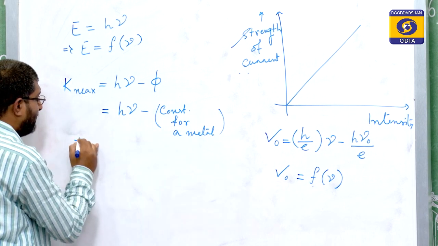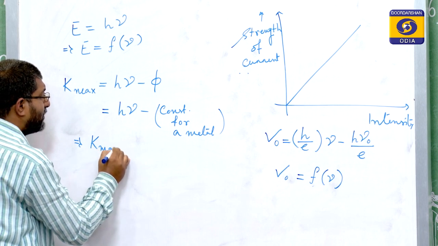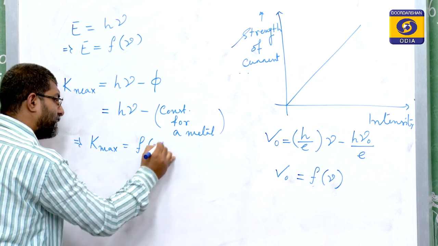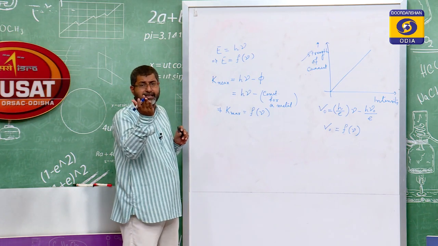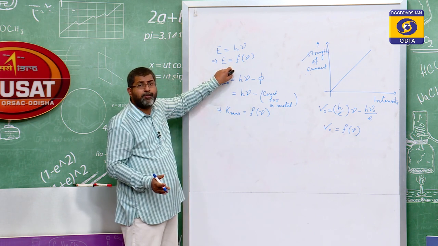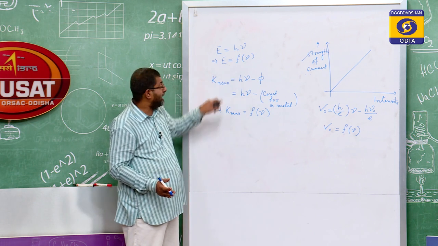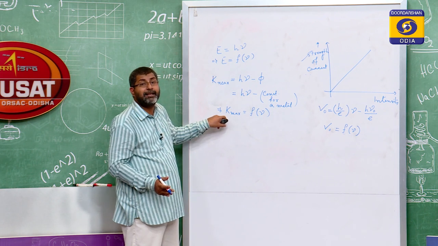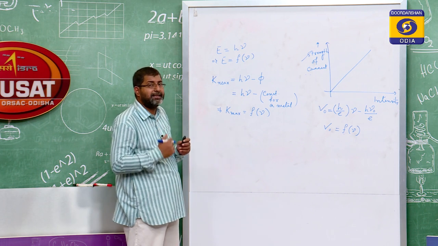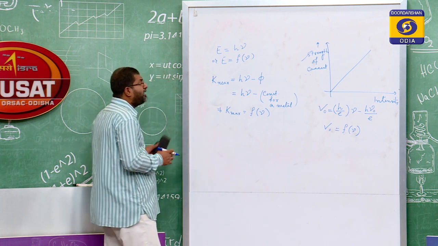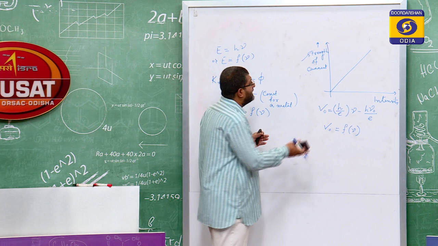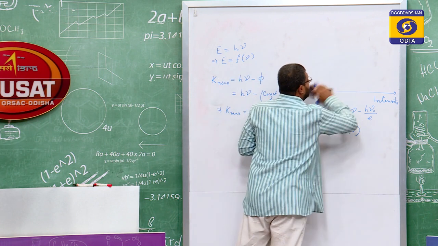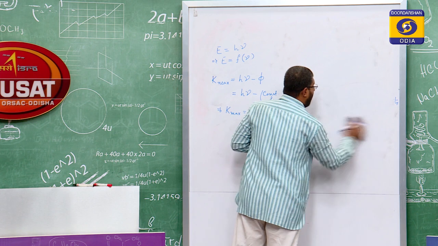So, we know that this K max is a function of nu. That means that as the frequency of incident radiation increases, the energy of a photon increases, and as a result this maximum kinetic energy also increases. So, if we plot a graph between maximum kinetic energy and frequency of incident radiation, the nature of the graph will be as follows.